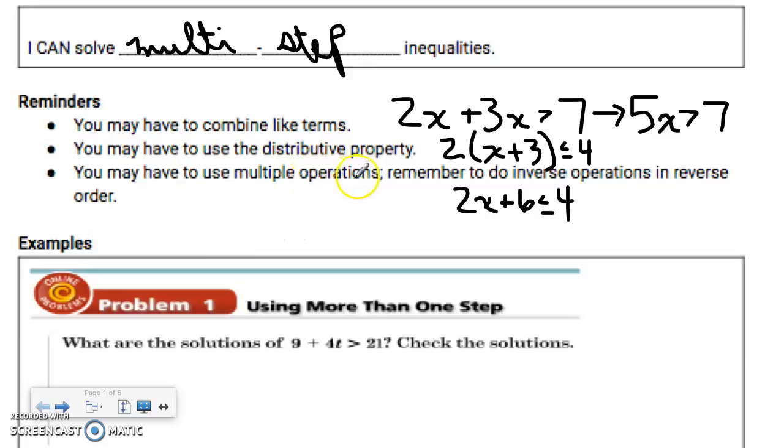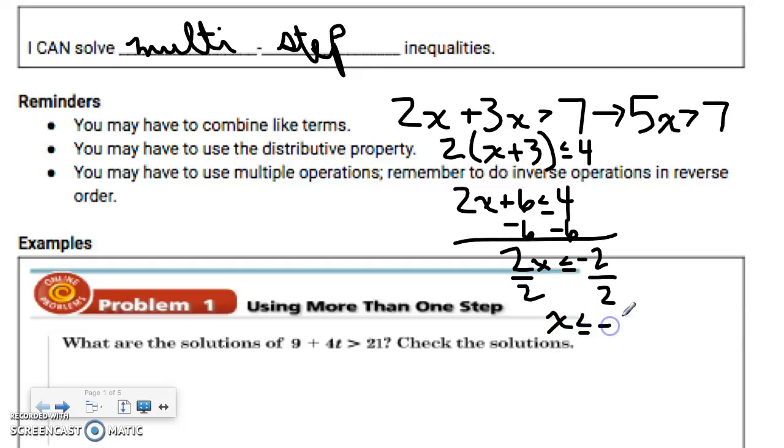You may have to use multiple operations. Remember to do inverse operations in a reverse order. So for example, if I was going to continue this, I would have to subtract 6 from both sides, which would give me 2x is less than or equal to negative 2. So 4 minus 6 is negative 2. And then I would divide both sides by 2. And that would give me x is less than or equal to negative 1. And then I would most likely graph after that. But you get the idea.